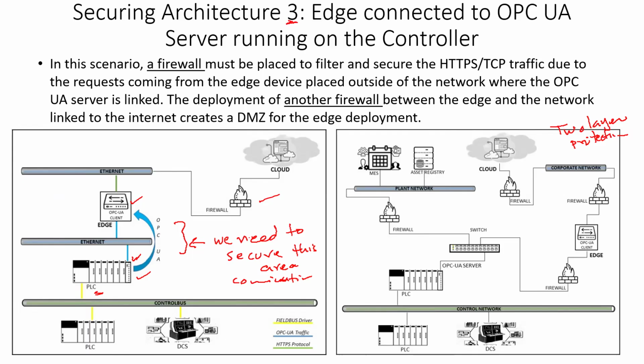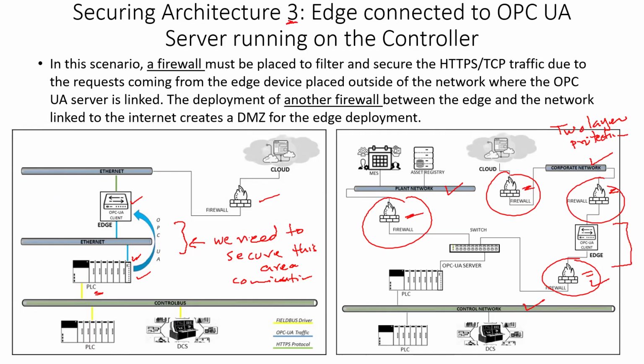One is securing the data from the asset to the cloud, and the other is guarding the control network. So from the control network, the plant network, and the corporate network until the cloud, we have firewalls installed there. These firewalls enable us to put this edge device in a DMZ or demilitarized zone. So this architecture brings the benefit of direct access, but demands a strong perimeter control to avoid any compromise of the control infrastructure.